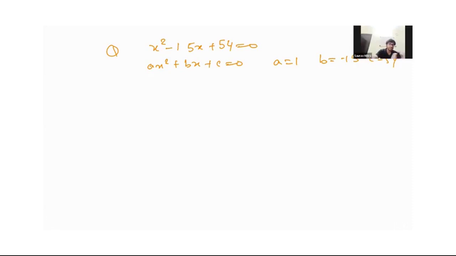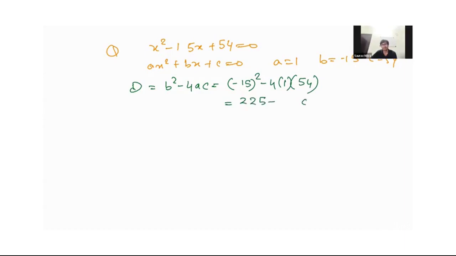First, we will calculate our D. D is equal to b square minus 4ac. That means b is minus 15 square minus 4 times a times c, 54. So this is 225 minus 4 times 54, which is 216. So your D is 9 in this case.